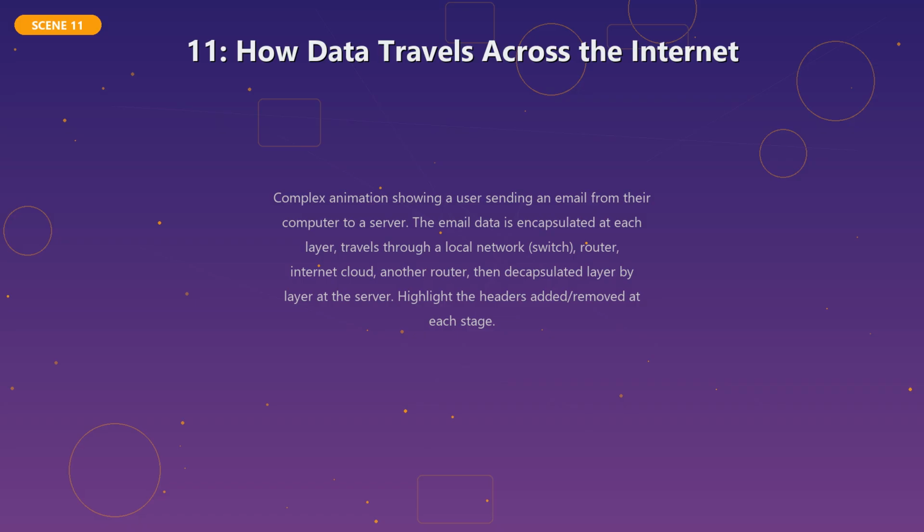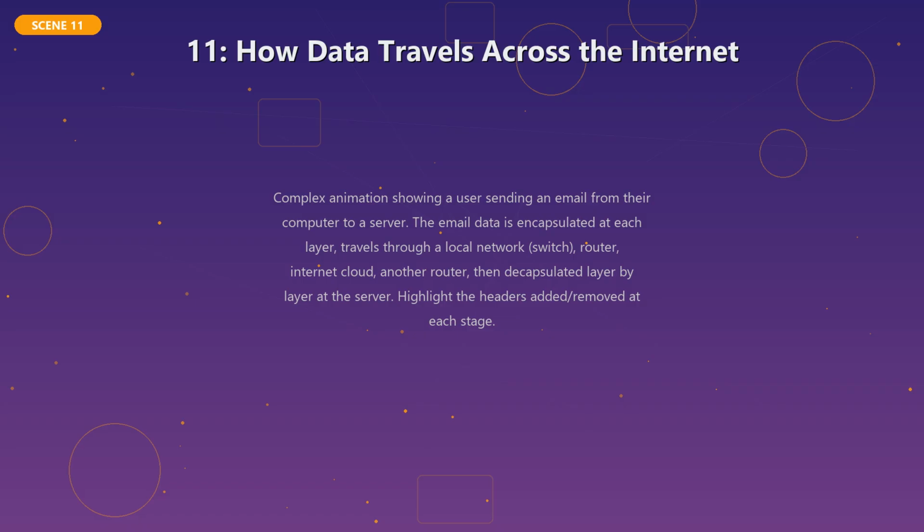3. Internet layer, laptop. Each TCP segment is then passed to the internet layer, where IP takes over. IP adds an IP header to each segment, turning them into IP packets. This header contains the source IP address, your laptop's IP, and the destination IP address, your friend's mail server's IP. This is the crucial routing information.